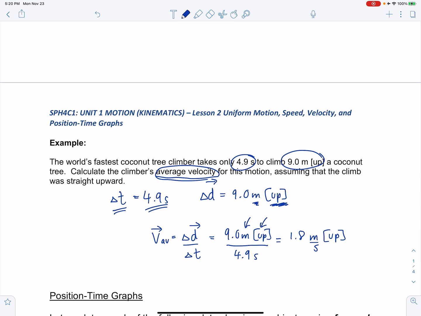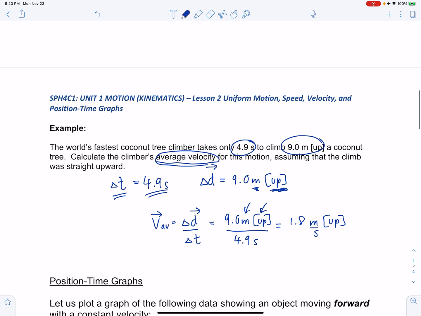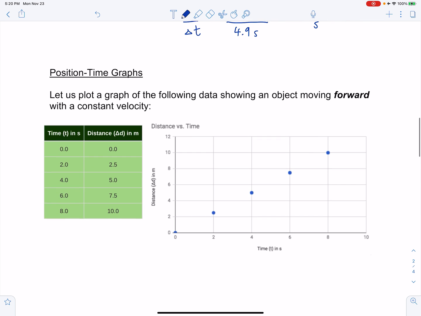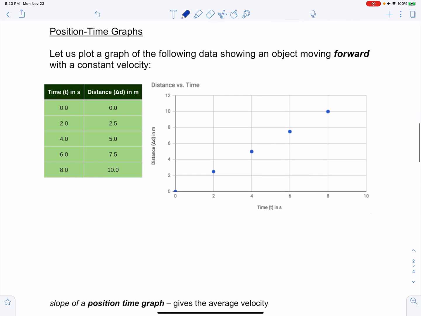So we've looked at the motion of an object using calculations and equations, but we can also visualize the motion of objects by plotting graphs. The first type of graph we're going to look at is called a position time graph. It's one that tells us our position on the y-axis and our time on the x-axis.